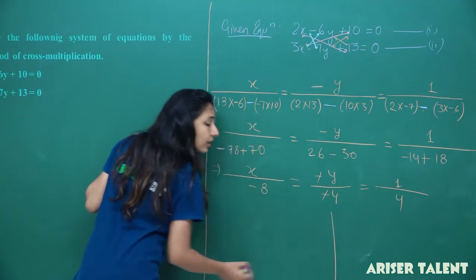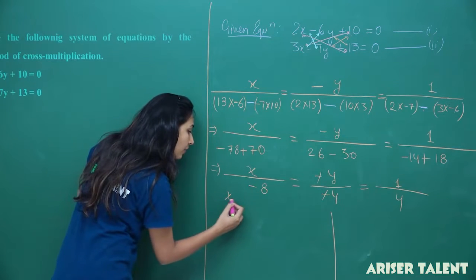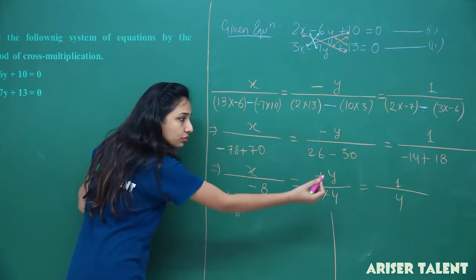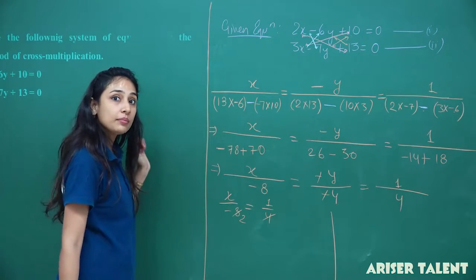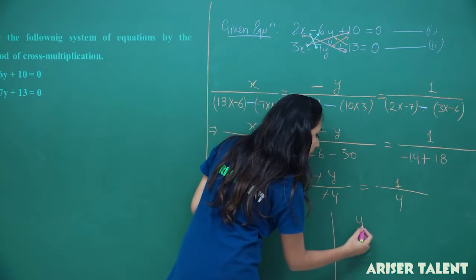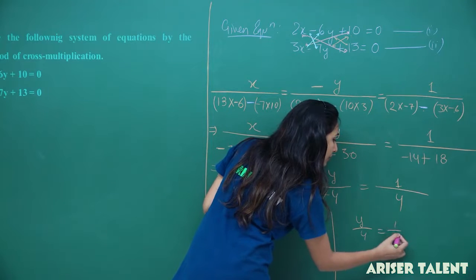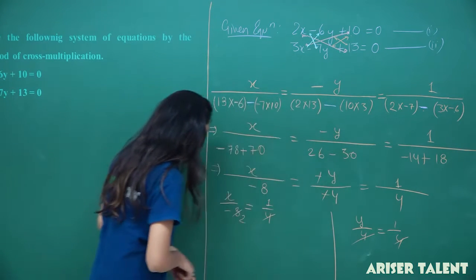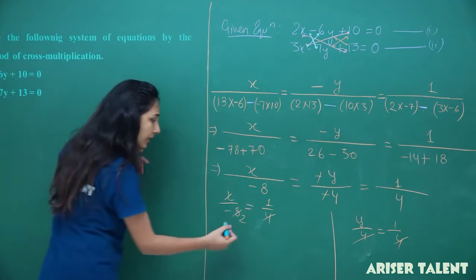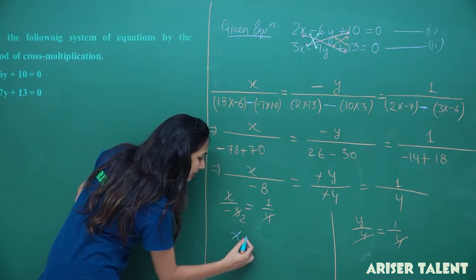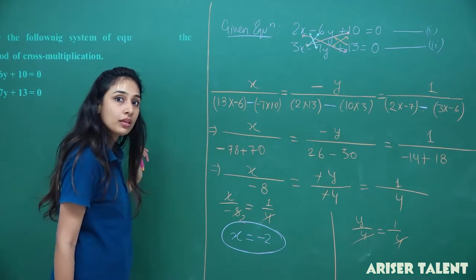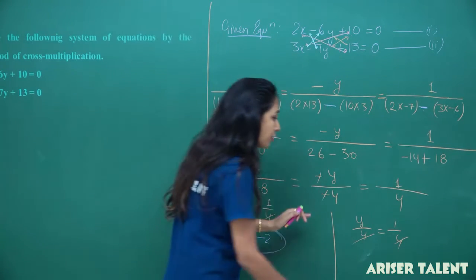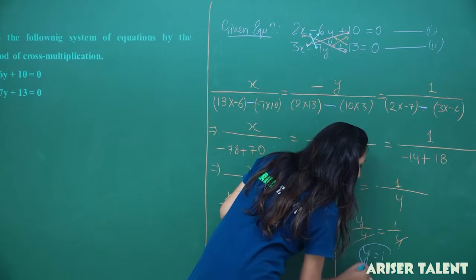Now from this equation I can have x upon minus 8 equals to 1 by 4. Now this will be cut by this 2 times, right, and y by 4 equals to 1 by 4. Now these 4 will cut. Now understand this, students, here I will be having x equals to, with this minus sign, minus 2, and y equals to 1 here.